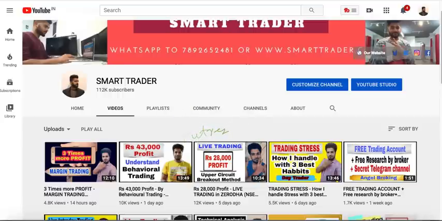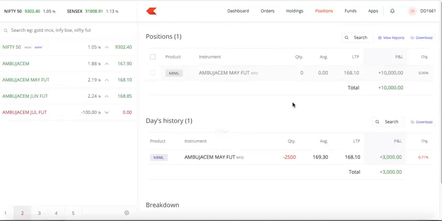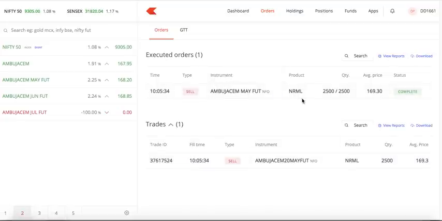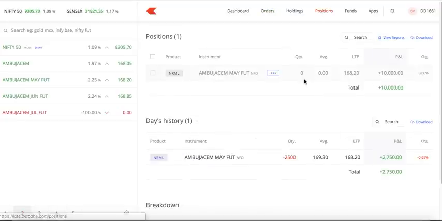Now for example, today if you see, I exited a position in Ambuja Cements May future. If you see the orders, I just have a single order, right? At 10.5 I sold Ambuja Cement 2500, one lot, at 169.3, and there is no buy order. Overall there is just a single sell order, so my position is already closed.